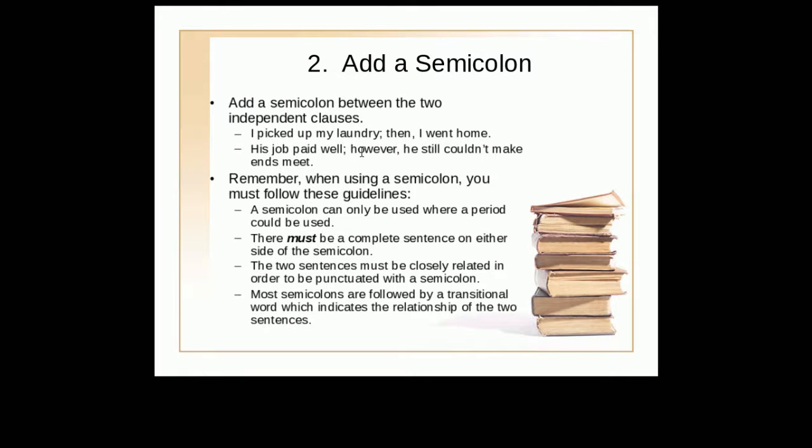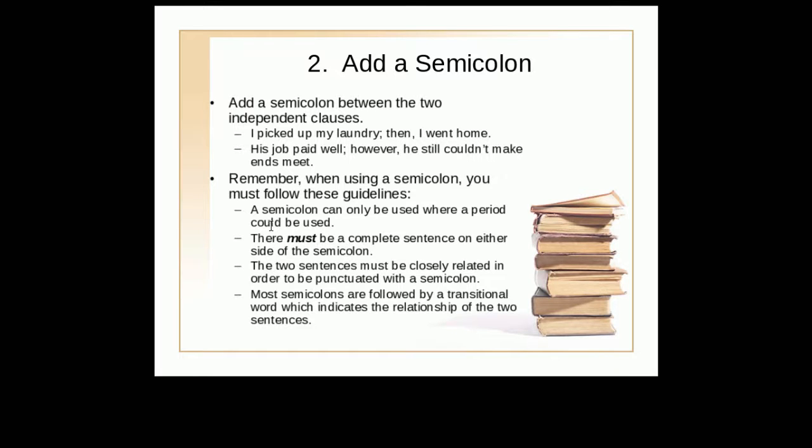This is a little more connected because they both go together. And if you put that semicolon in, it makes it flow better. But you still have to make sure you put it in correctly. Still need that comma after however. Now look at these guidelines.